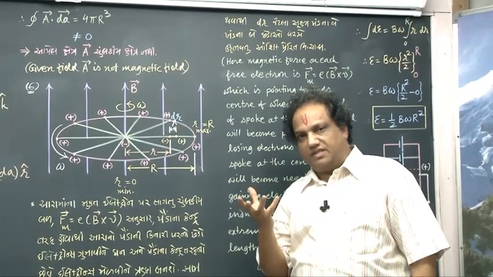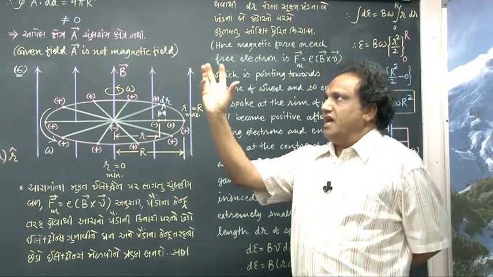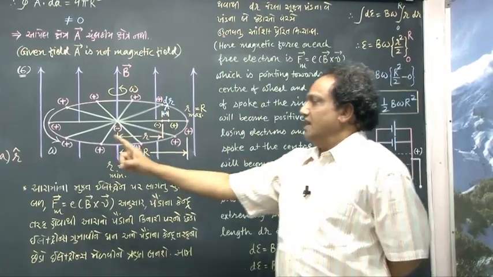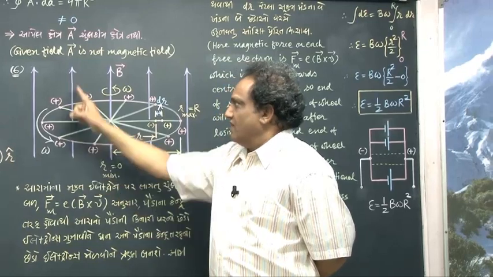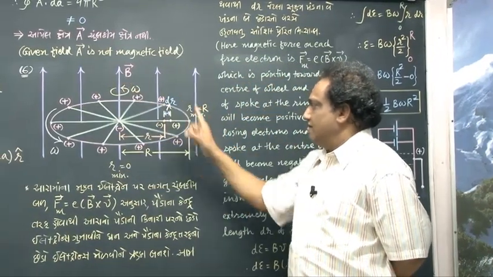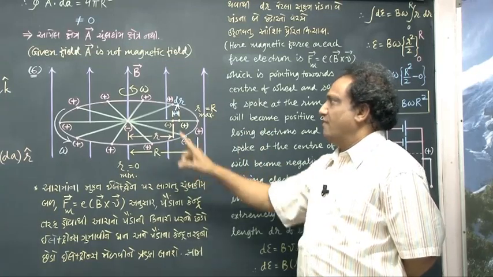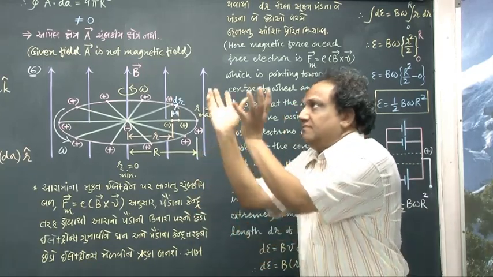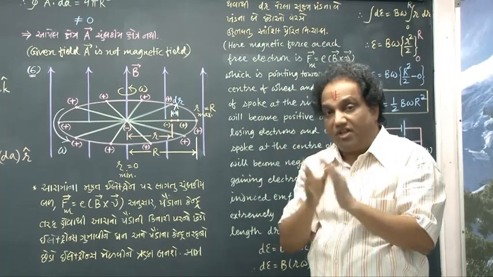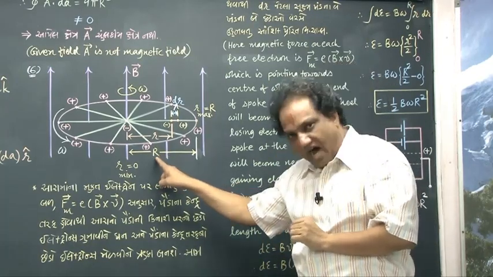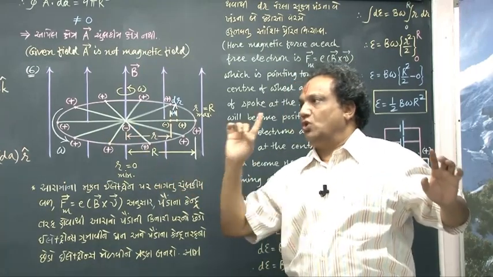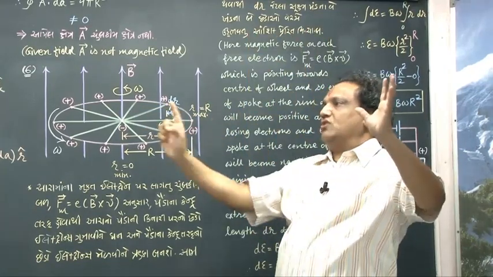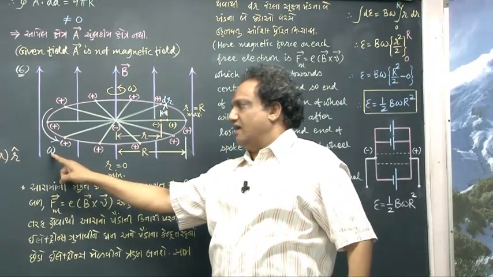First of all, try to understand the given physical situation. We have a uniform magnetic field vertically upwards, shown with vertically upward violet colored vectors which indicate the uniform magnetic field vector B. Now in that uniform magnetic field, I take a conducting wheel of radius capital R, which is kept rotating in a plane perpendicular to the uniform magnetic field with constant angular speed omega.